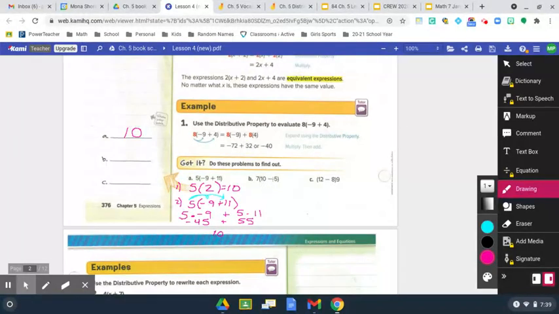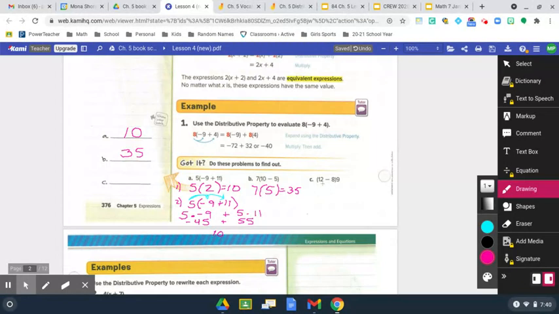I'll stick with order of operations on this one. So letter B, let's do 10 minus 5 and get 5, and then multiply it by 7. 7 times 5, 35. Okay, letter B, 35 when you evaluate it. If you were to do distributive, you're going to get the exact same answer.